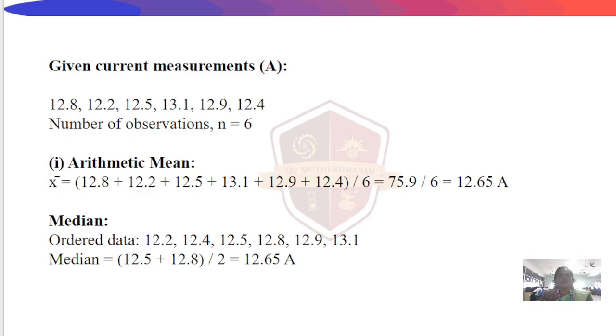Next we find the median. For that, we arrange the data in ascending order. Since the number of readings is even, median is the average of the middle two values, that is 12.5 and 12.8. So median equals 12.65 amperes. We observe that mean and median are equal. It shows the readings are symmetrically distributed.